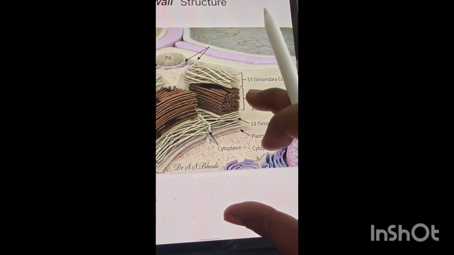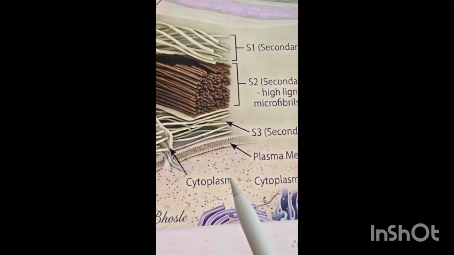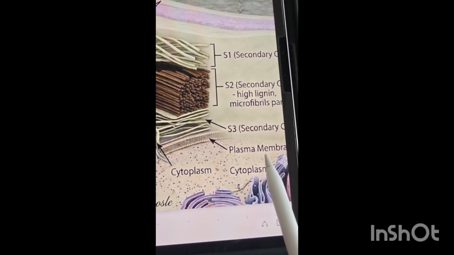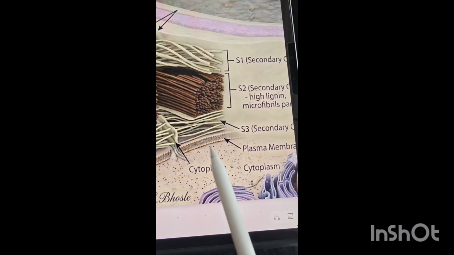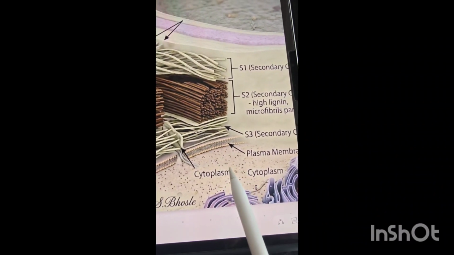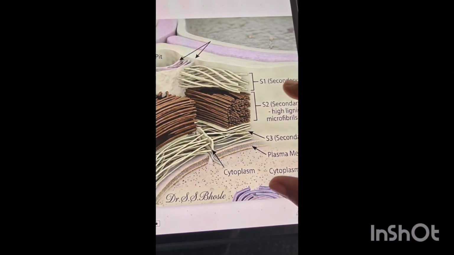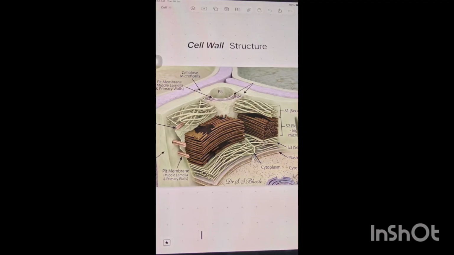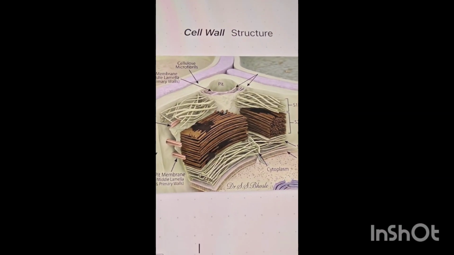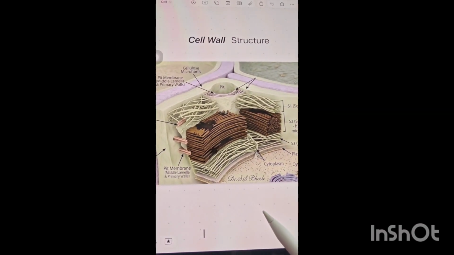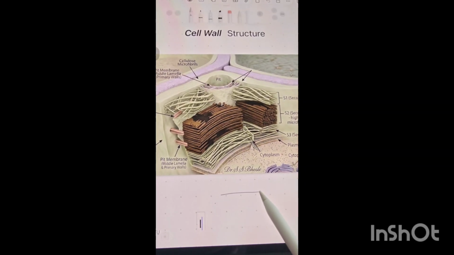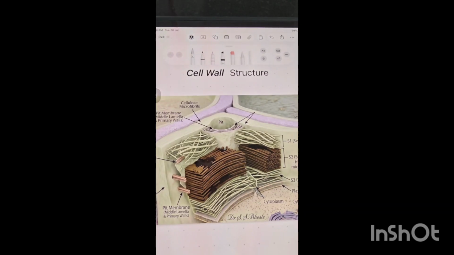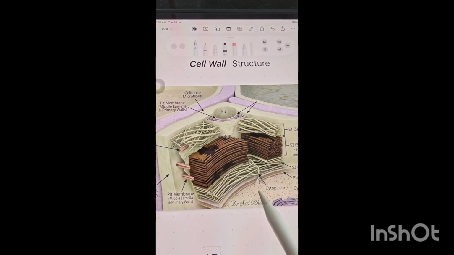And inside this, you will find the most interesting layer, that is the plasma membrane. We will study that also. And inside this plasma membrane there is cytoplasm. So this was the simple cell wall structure. Till now we just imagined what the cell wall would be like. We just say that it is the outermost layer which covers the cell, but it is not like that. Cell wall structure is also very complex.